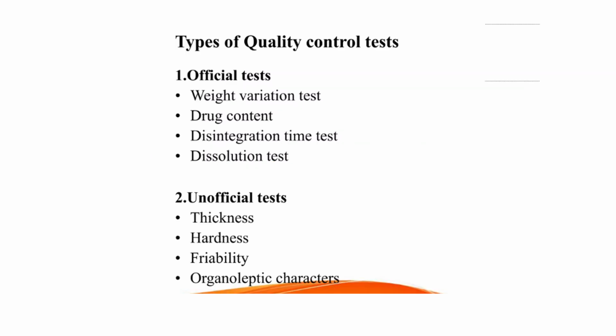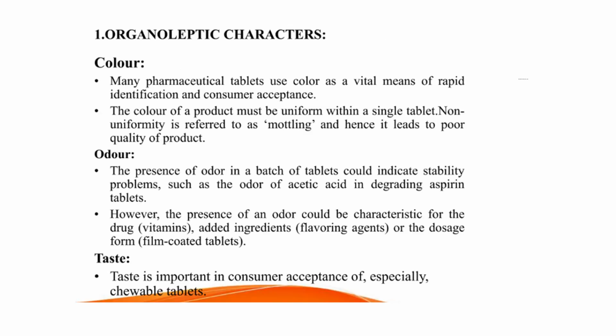There are two types of quality control tests: official tests and unofficial tests. The official tests include weight variation, drug content, disintegration and dissolution. Unofficial tests include thickness, hardness, friability and organoleptic characters. Coming to the first classification, the unofficial tests, organoleptic characters come first. In organoleptic characters, we are testing the color, odor, and taste.